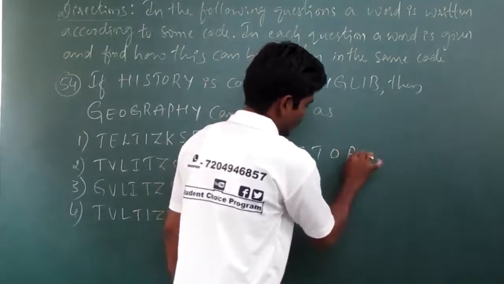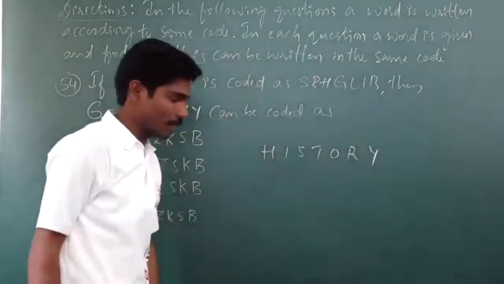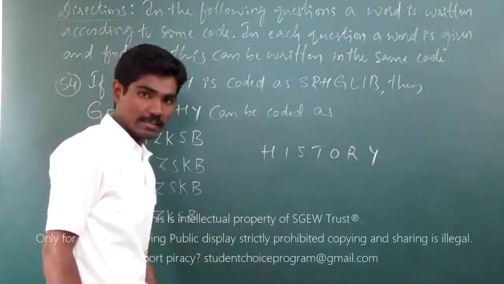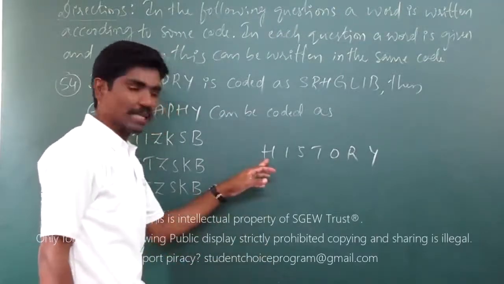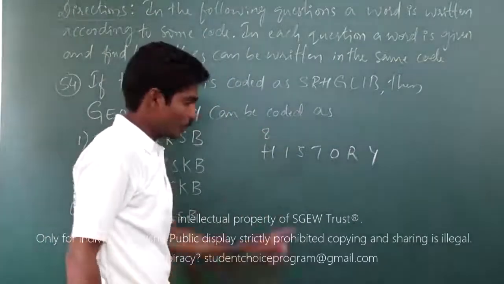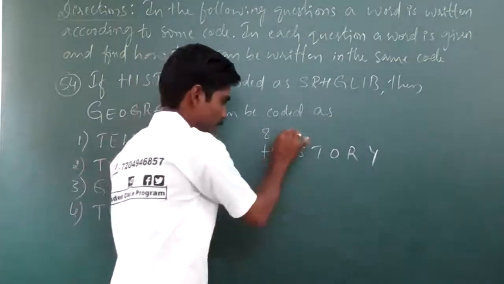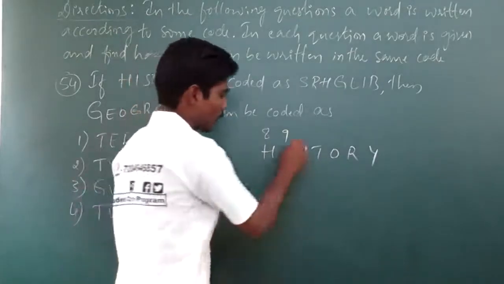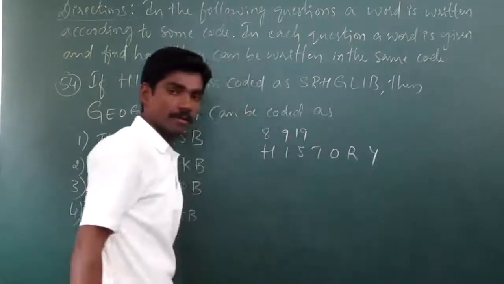Okay, let me consider history. Now, let me write the positions of these letters. What is the position of the letter H? Yes, of course it is 8. For I, it is 9. And what is for S? Of course, it is 19.